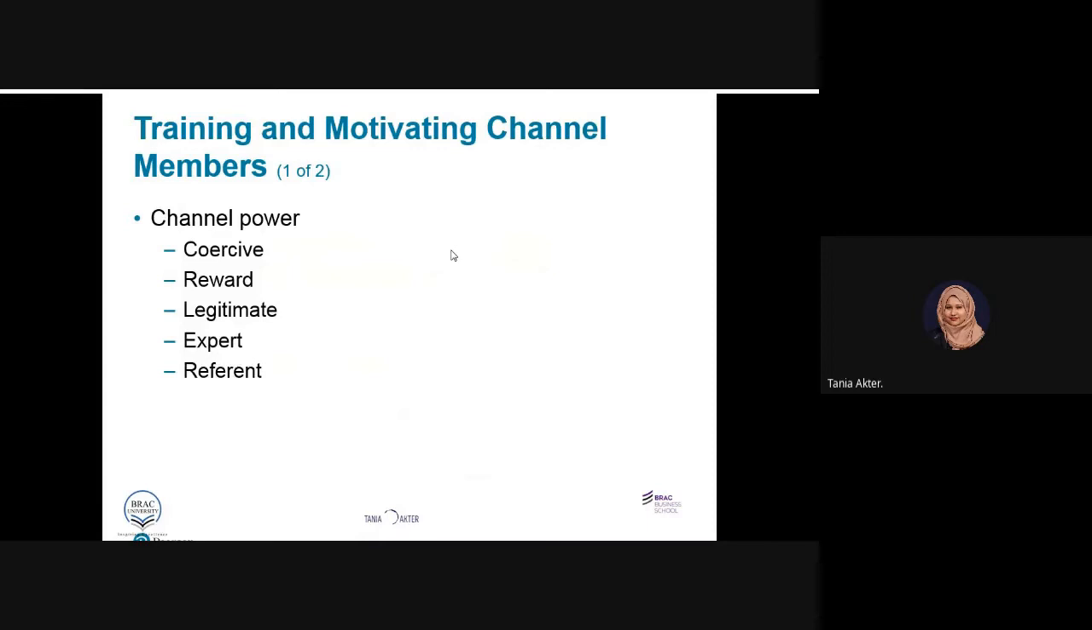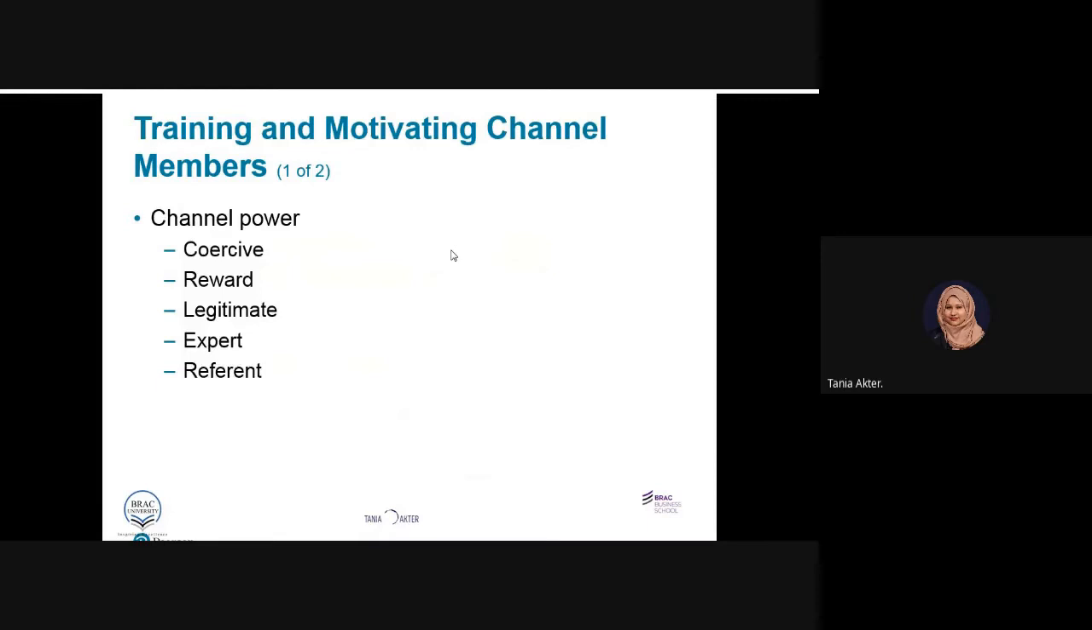In channel power, the first power is called coercive power, where the manufacturer threatens to withdraw a resource or terminate a relationship if the intermediaries fail to cooperate. Then, reward power, where the manufacturer offers intermediaries an extra benefit for performing specific acts or functions. Then, legitimate power, where the manufacturer requests a behavior that is warranted under the contract.